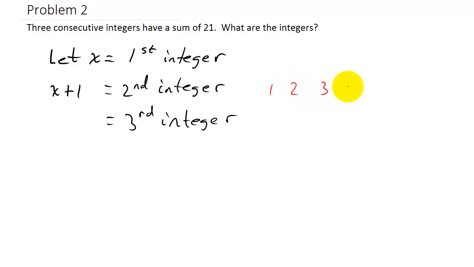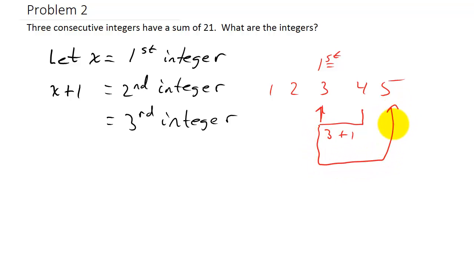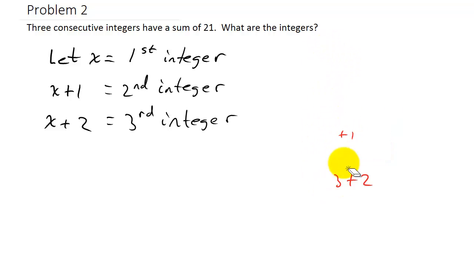Okay, and let's look at this again. I've got 1, 2, 3, 4. So I've got some integers here, and let's just say that this is my first integer. So my next integer is 4, which would be 3 plus 1. That's how I get my second integer. And then the third integer would be this first integer plus 2. Okay, so my third integer is going to be the first integer x plus 2. Alright, so let's erase this.